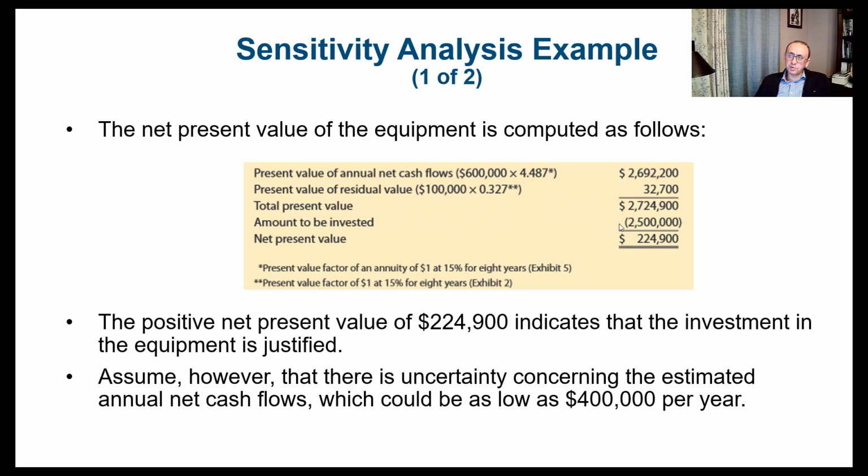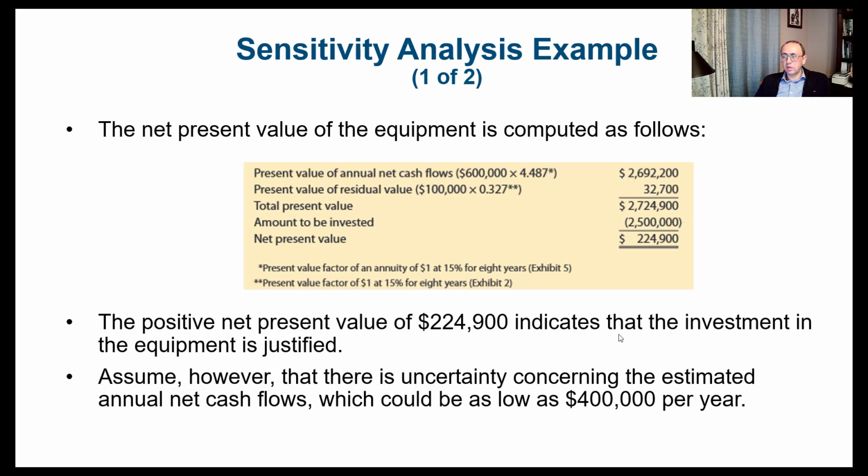32,700. So the total present value of this equipment is $2,724,900. The amount to be invested is $2.5 million. Subtract the investment from the total present value to get the net present value, and that's the $224,900. So in this case, since this is a positive value, this indicates that this is a profitable investment in equipment. So the positive net present value of $224,900 indicates that the investment in the equipment is justified.